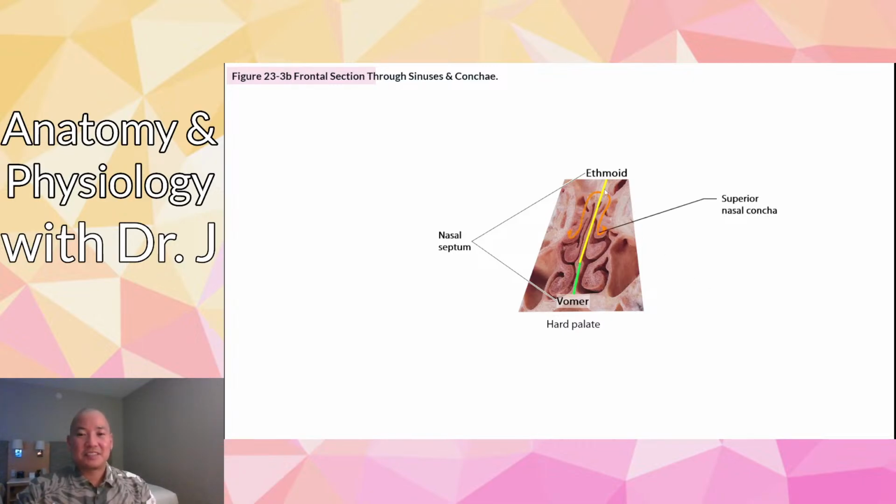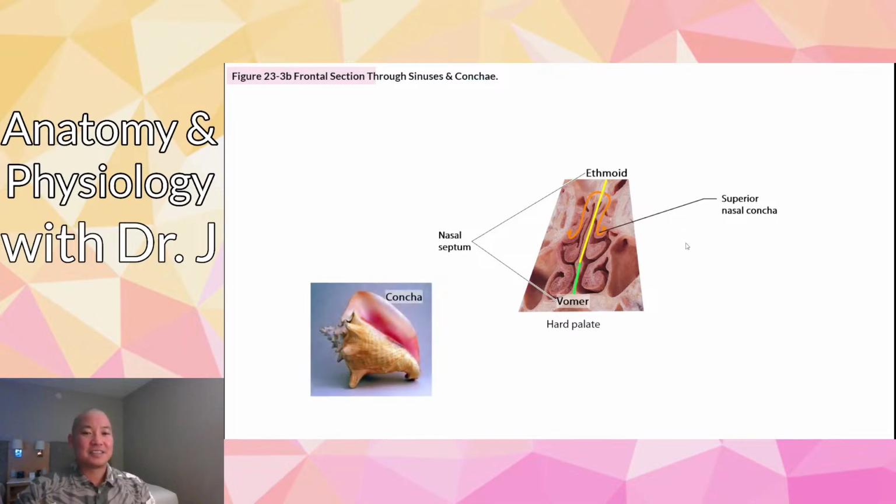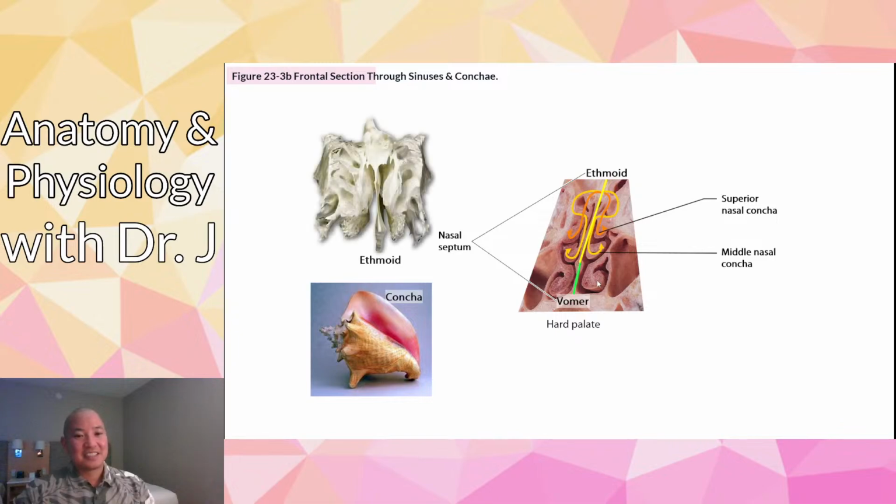Now you have the superior nasal concha, which is an extension of the ethmoid, along with the middle nasal concha. The middle nasal concha is an extension of the ethmoid as well. But look at the inferior nasal concha. Are they extensions of the ethmoid? Notice that they're coming off from the sides instead of dangling from the ethmoid. So the inferior nasal conchae are their own structures.